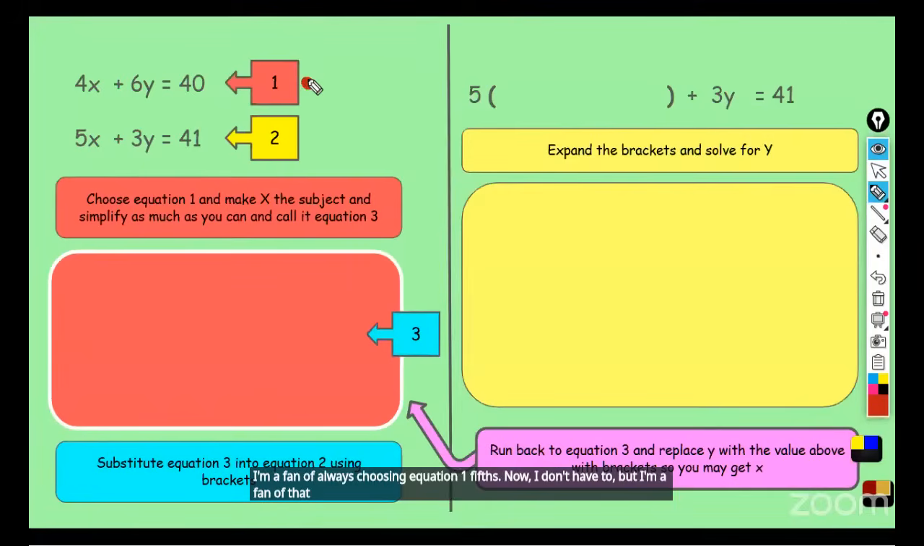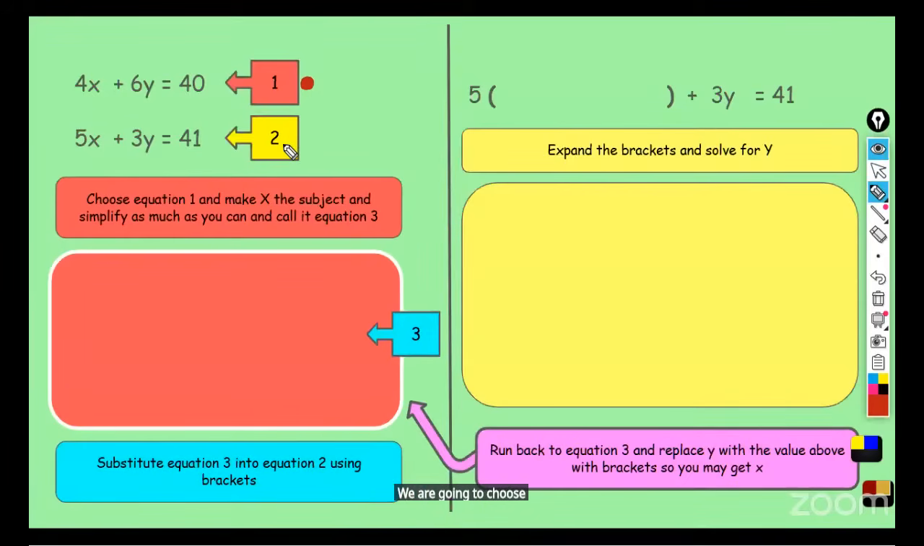So I want everyone to put a dot by equation 1. Make sure you label it 1 and 2. The dot means we're going to choose equation 1 first, and take down this note here. I decided to choose equation 1 and make X the subject. Did I make the correct choice? Should I make X the subject or Y the subject?